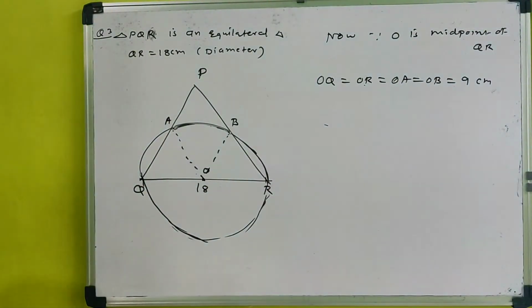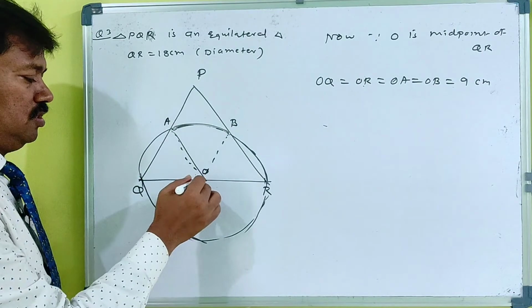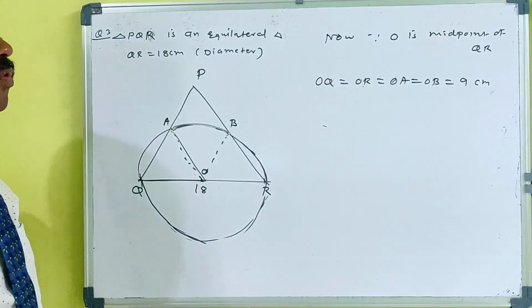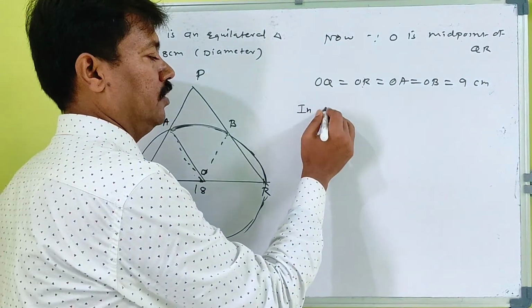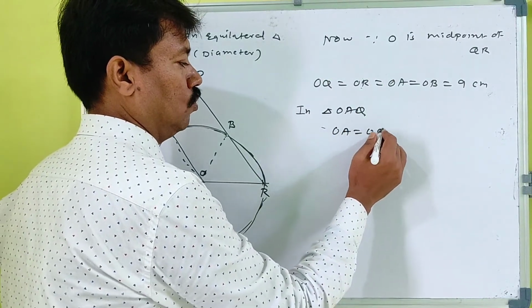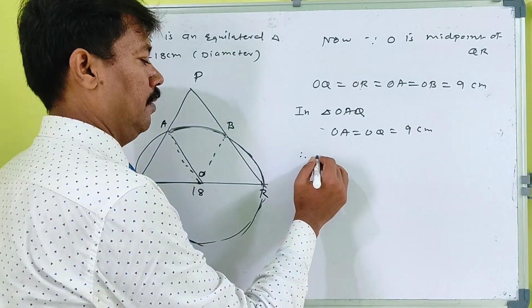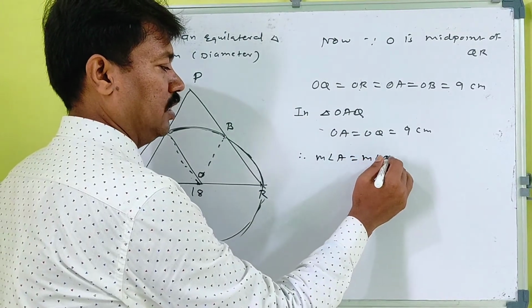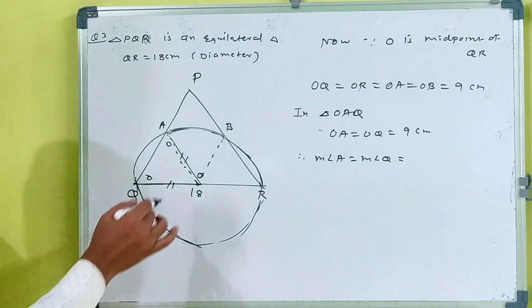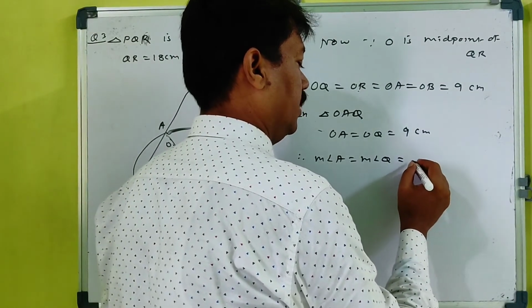Yes. So now, if you just consider this here, OAQ. अब ये triangle if you consider OAQ. So इसमें क्या दिया? OA and हमने OQ जो है वो equal है. In triangle OAQ, OA is equal to OQ is equal to what? 9 centimeter, right? And therefore, measure angle A should be equal to measure angle Q, because ये दो side equal है, तो इसका base जो है, this is an isosceles triangle. क्या? Measure angle A is equal to measure angle Q.